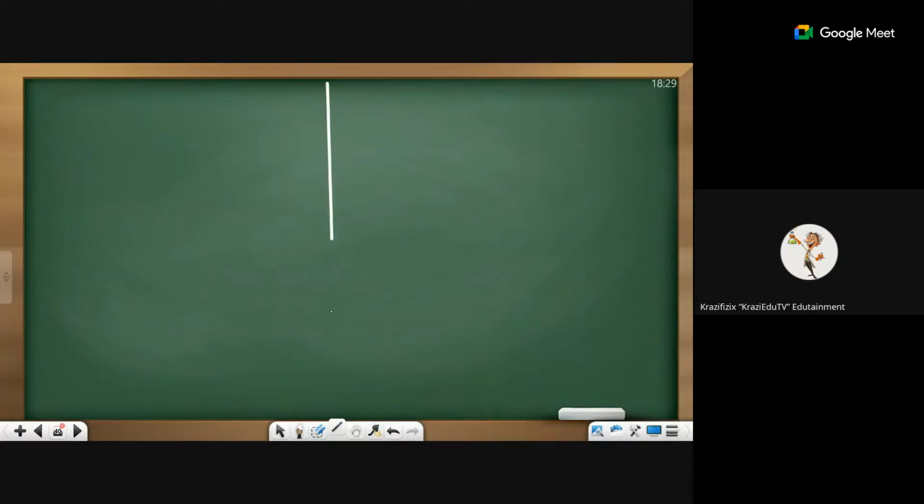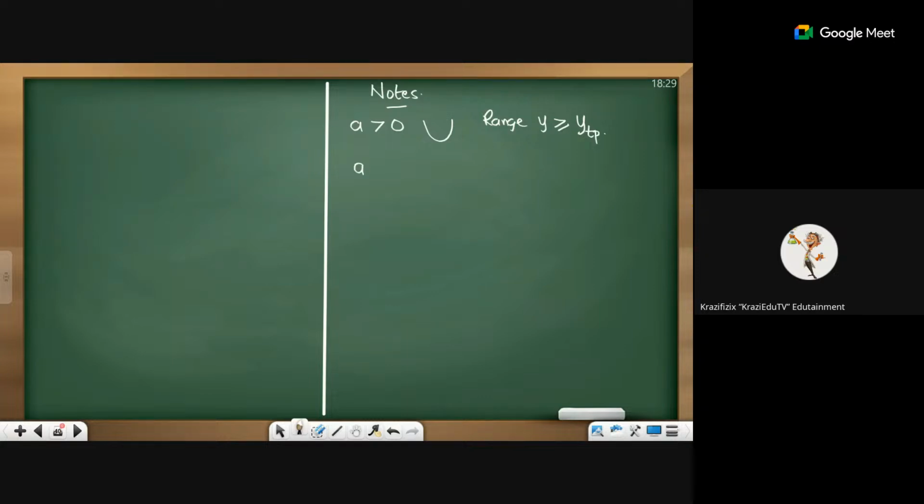Let me do notes. Hold on, I'm going to go back. When A is greater than 0, your range will be Y greater than or equal to the Y value of the turning point. When A is less than 0, it's a sad face, and your range will be Y less than or equal. I want you to notice something here: look at the sign.